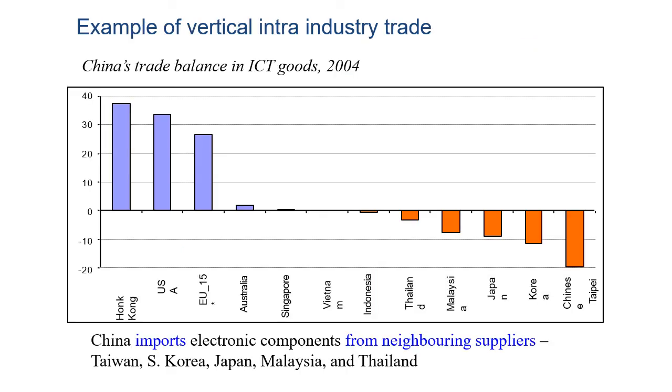And then finally, looking at the trade balance which China has with its neighboring and other countries, the orange components are its imports, and the blue components are its exports. We find that most of its electronic components are being imported from neighboring suppliers, so places like Taiwan, South Korea, Japan, Malaysia, and Thailand. And a lot of what it's exporting is going towards Hong Kong, USA, and the EU. The EU 15 there is just 15 selected European Union countries.